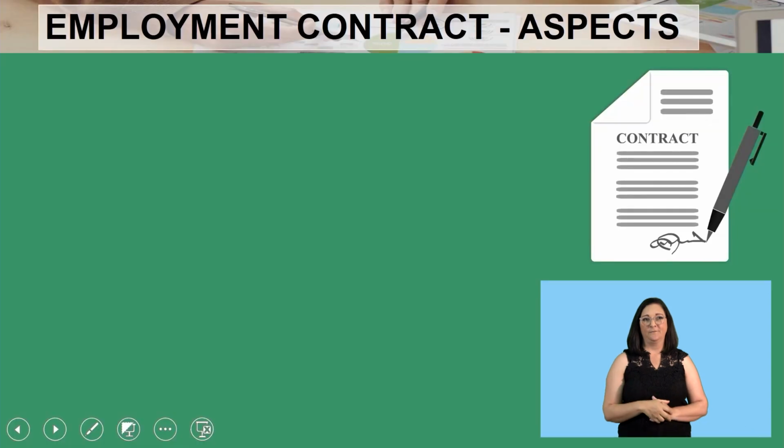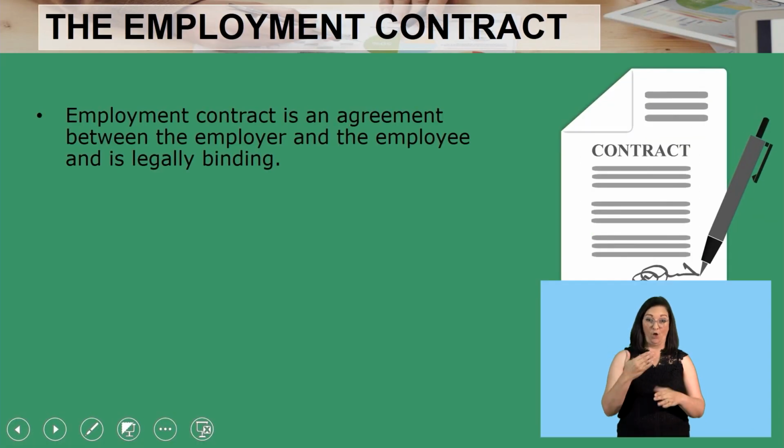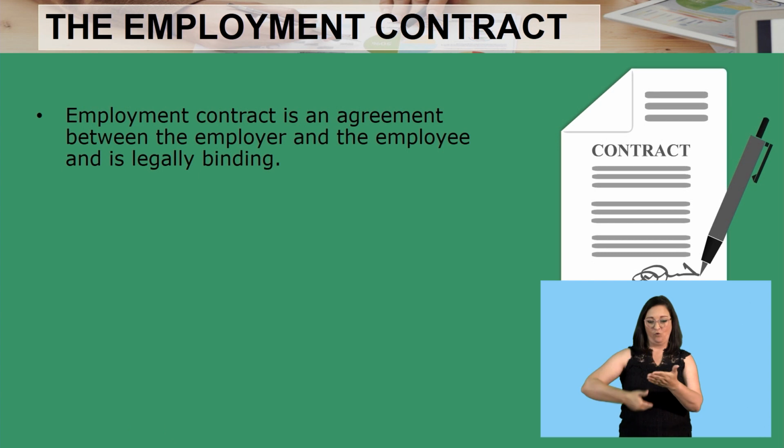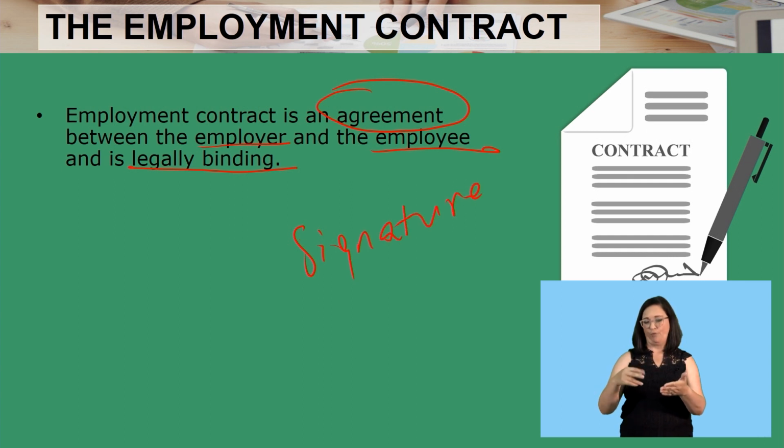Right, so now let's say you have been employed, you need to sign an employment contract. What is an employment contract? It is an agreement between the employer and the employee, and it is legally binding. What makes it legally binding? The signature. The signature is the one that makes it legally binding. So it's an agreement, but for an agreement there have to be two people who agree to whatever contents are there in the contract.